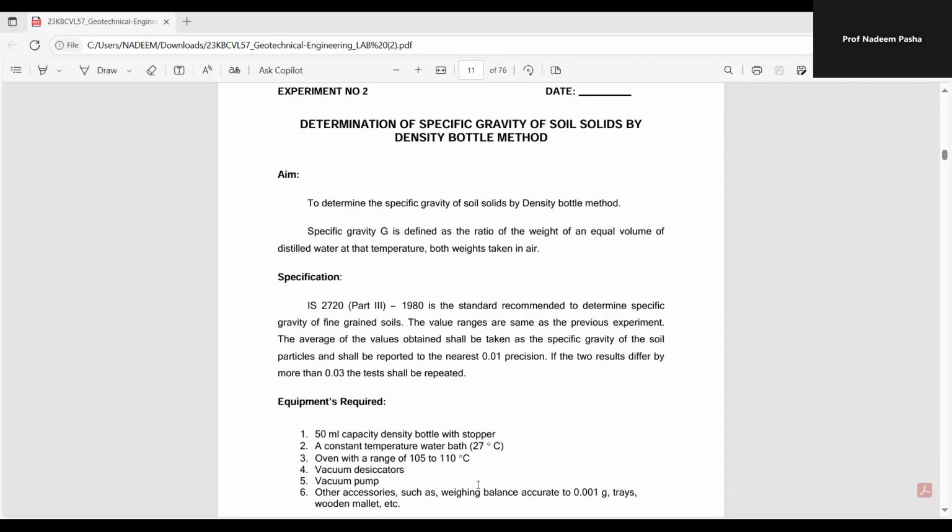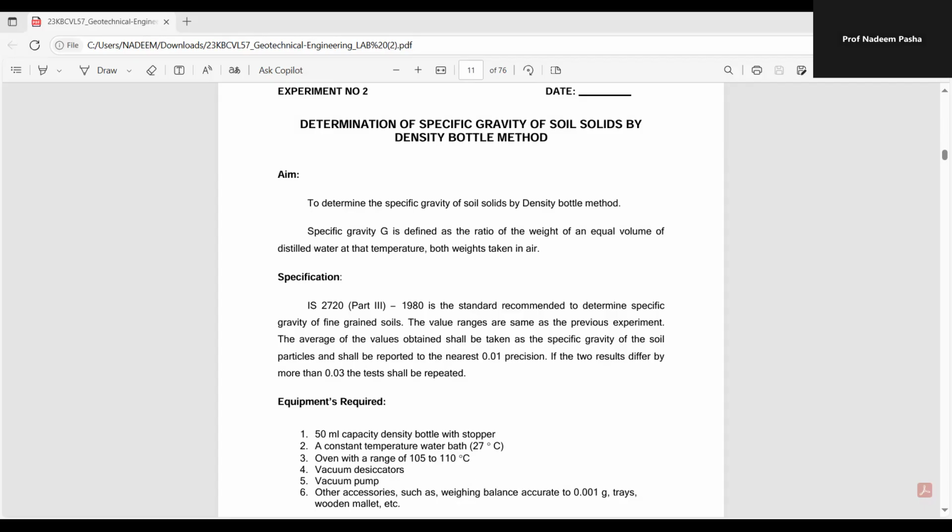So which code is used for determining specific gravity of soil? IS 2720 Part 3, 1980 is the standard recommendation to determine specific gravity of fine grained soil. The value ranges are the same as the previous experiment, the specific gravity by pycnometer method, where values were given for standard soils. The same values apply here. The average of the values obtained shall be taken as the specific gravity of the soil particles and reported to the nearest 0.01 precision. If the two results differ by more than 0.03, the test shall be repeated.